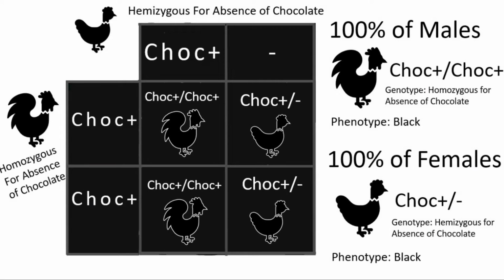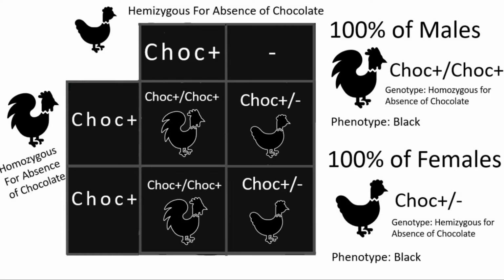The first pair is a homozygous black male bred to a hemizygous black female. Now, because the chocolate gene is sex-linked recessive, a black male could be carrying a chocolate gene, which is why it's so important to keep good records. But in this pairing, assuming both parents are homozygous and hemizygous respectively for black, or the absence of chocolate, all the chicks should be black.